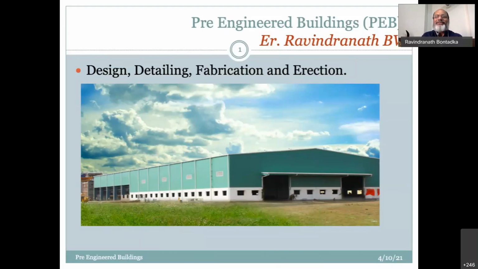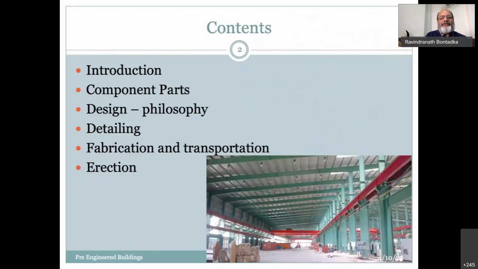It is a misnomer to say pre-engineered, because all buildings are pre-engineered. It should have been pre-engineered and prefabricated buildings, because this whole building is prefabricated in the factory, brought to the site, erected, and then completed. So what are these pre-engineered buildings?